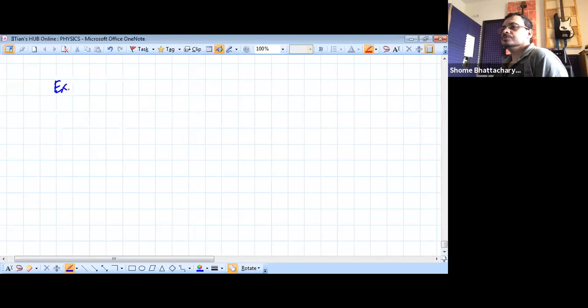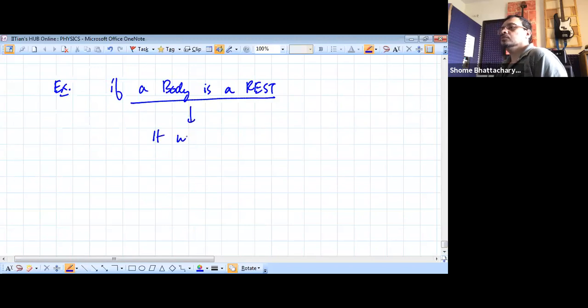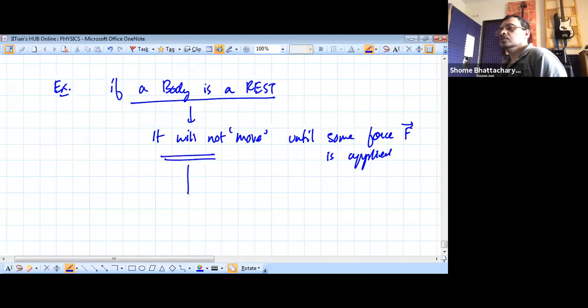Let us understand this with some examples. For example, if a body is at rest, it will not move until some force is applied. This tendency to not move is called inertia of rest. This is one example of inertia. I'll give you time to note down, don't worry.